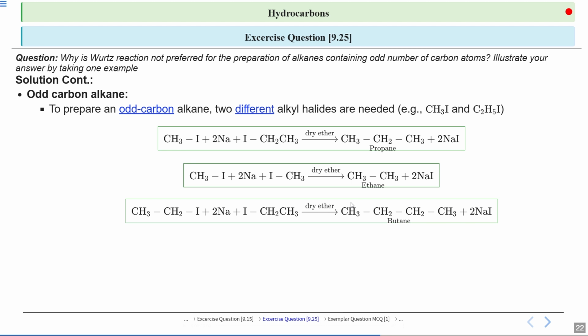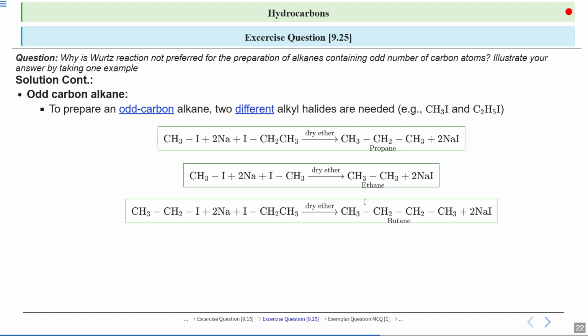However, let us look at what actually happens. When two molecules of methyl iodide react in the presence of dry ether and sodium, ethane forms along with the byproduct sodium iodide. And similarly, when two molecules of ethyl iodide react in the presence of dry ether and sodium, butane forms along with the byproduct sodium iodide.